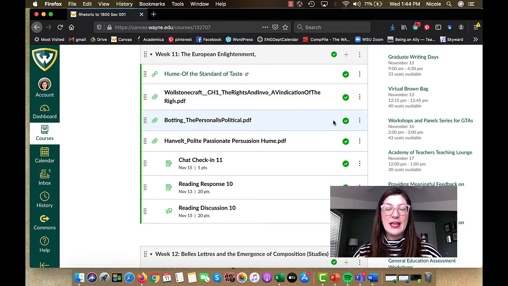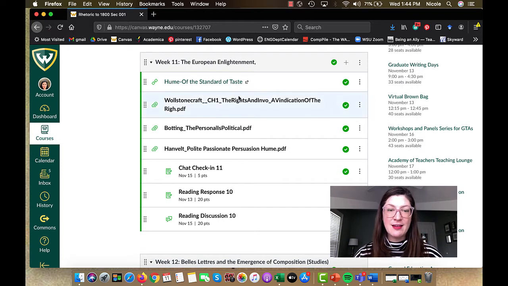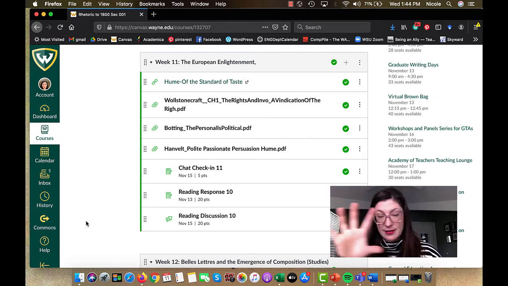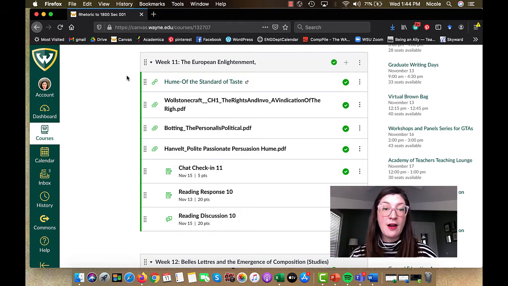Okay, so here we are. We're in our Canvas shell looking at week 11. You can see the readings that we're doing this week, chat check-in, all the assignments down here. I just want to do a quick looking forward and looking backward just to kind of get us oriented to where we are in the semester. So if you count this week, we have 5 more weeks in the semester.